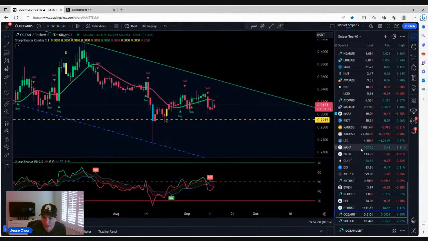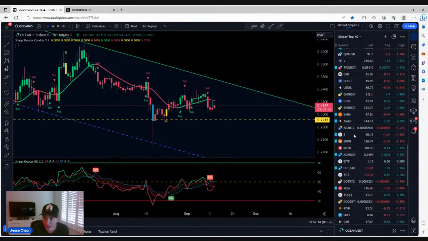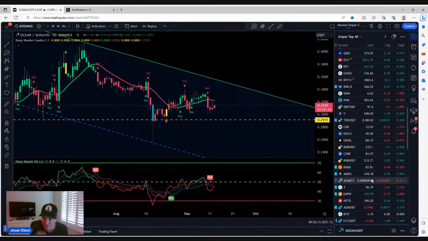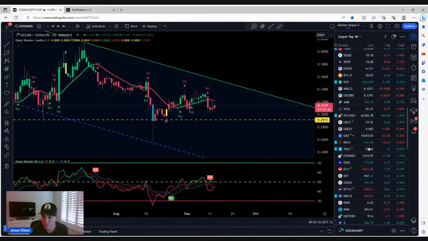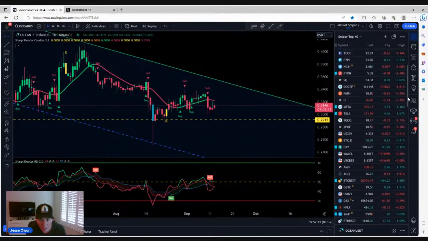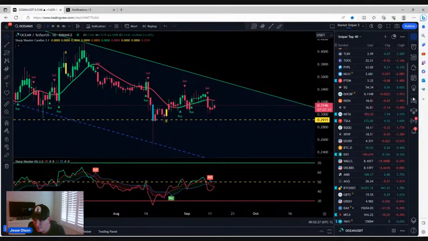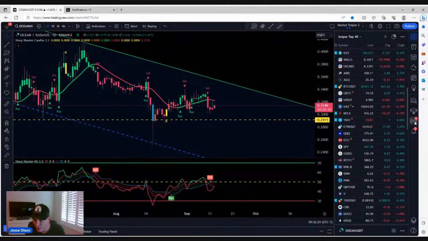I'm sure I have it on here, but I don't have it currently as organized. So I just typed it in instead. But Solana should definitely be in the Sniper top 40 because it is on the bot alert system for the stock and crypto screener. And so it definitely should be on here.